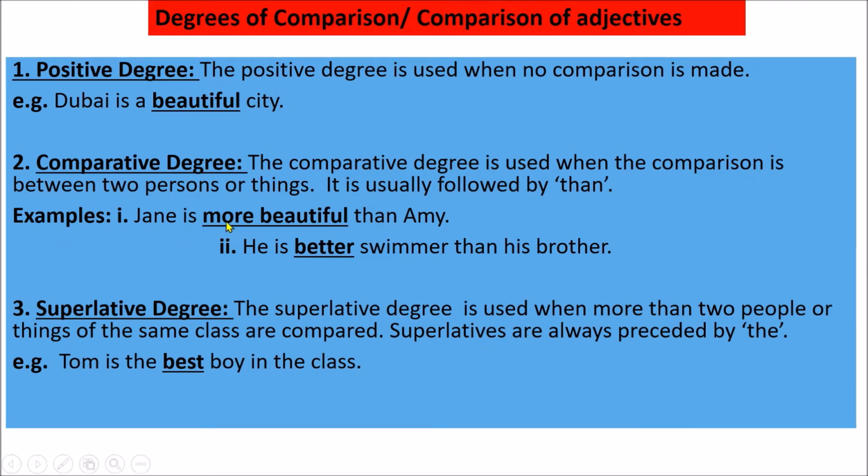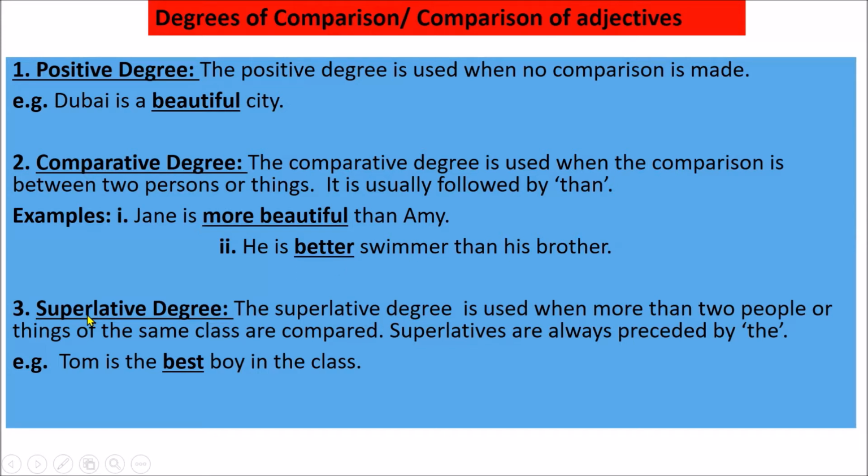For example, here you can see Jane is more beautiful than Amy. So Amy here is a girl and Jane is also a girl. So here there is a comparison between Jane and Amy. So she is more beautiful than her. So 'more beautiful' is a word which shows comparison between two people. He is a better swimmer than his brother. So again you can see here that he is being compared with his brother. So two people are being compared. So in that case we use comparative form. So here you can see better is the comparative form of good.